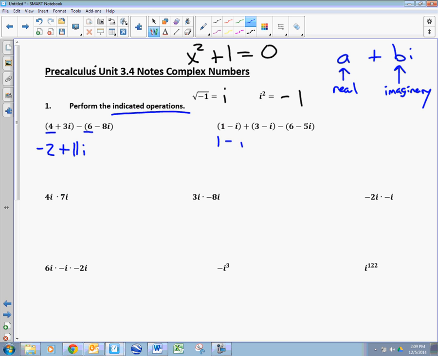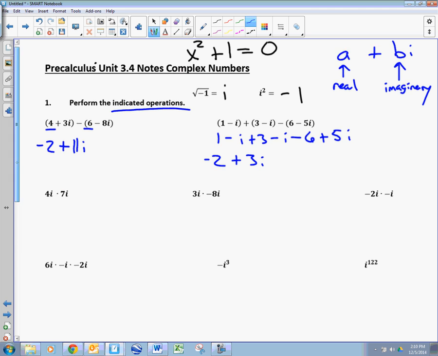1 minus i plus 3 minus i minus 6 plus 5i. If you need to distribute the negative in order to keep up with what's going on, then do that as well. If I combine the real parts, 1, 3, and negative 6 make negative 3. I'm sorry, negative 2. And negative i and positive 5i make positive 3i.